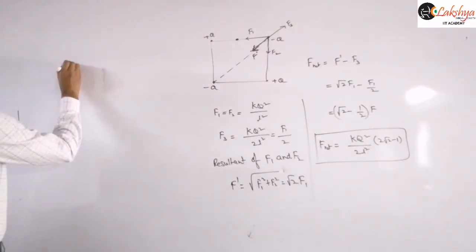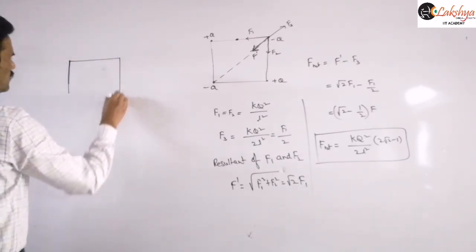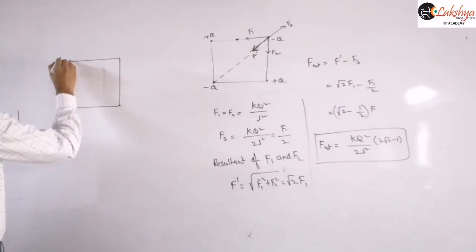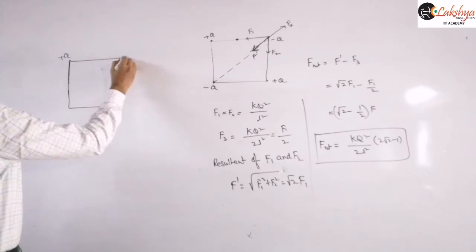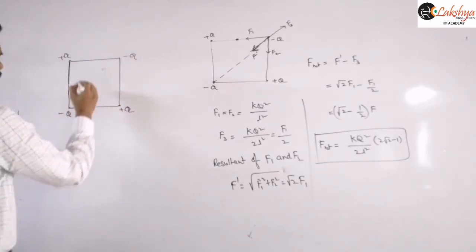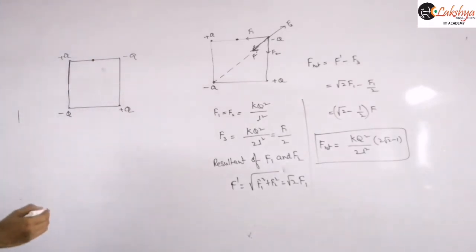So I can write this as, so this is a square, given square with the images, the given charges along with their images, minus q, and this is plus q and minus q, right? So our point is here. At this point, at the midpoint, we need to find the electric field.